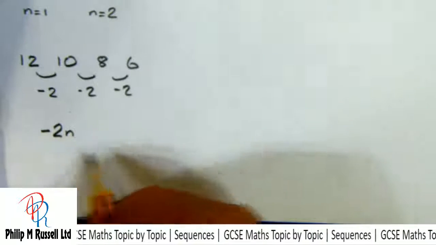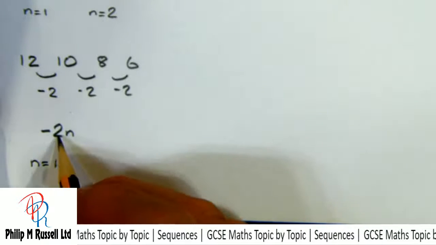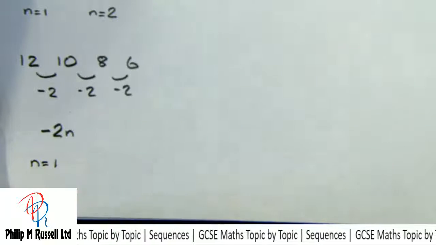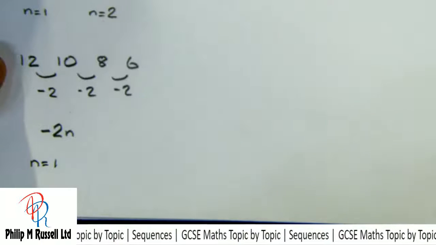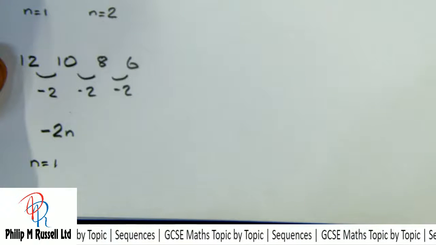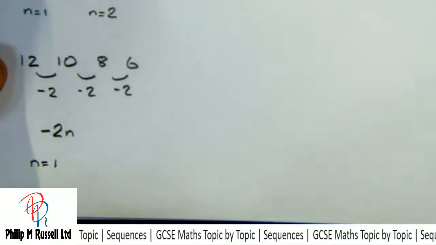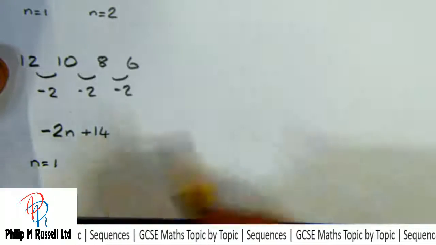Alright, so let's choose this as minus 2n. We'll set n here to be equal to 1. So 1 times minus 2 is minus 2. But I've got to get to 12. So I think I'm going to need plus 14.